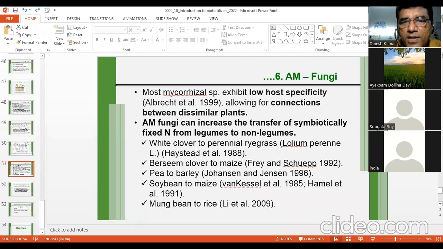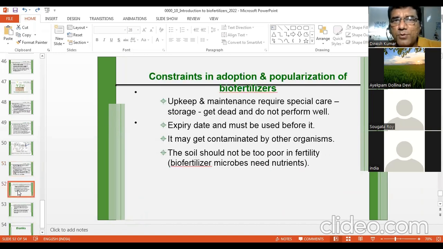You can see white clover can transfer nitrogen to ryegrass. Persimmon clover can transfer to maize, and pea to barley. There are 1,000 papers supporting that mycorrhiza can transfer nitrogen from legume to non-legume and from non-legume to legume.